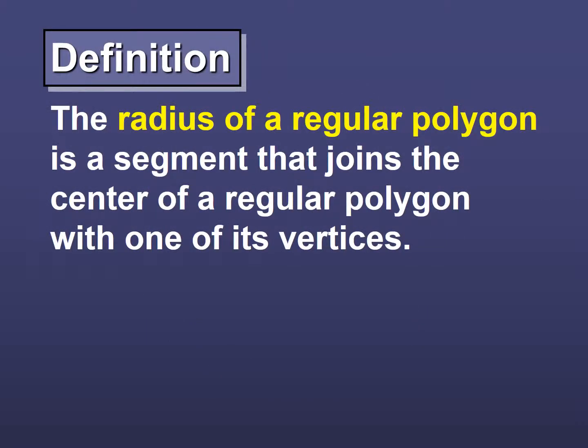All right, next definition, a radius of a regular polygon. Just like a circle, polygons can have a radius as well. A radius is a segment that connects the center with one of the vertices. Remember, the vertices are where the segments join together, kind of where the angles are. So the radius connects the center to an angle, or a vertex.